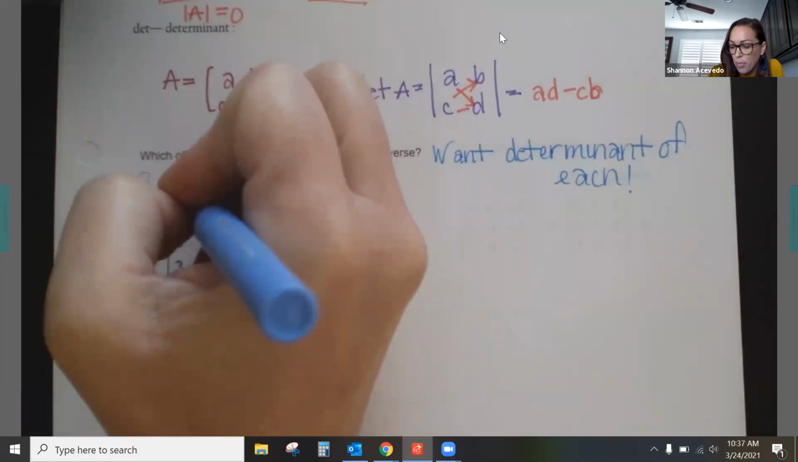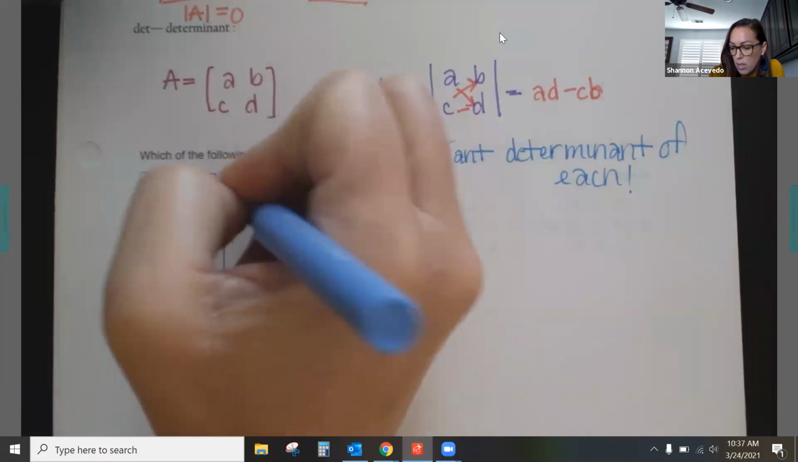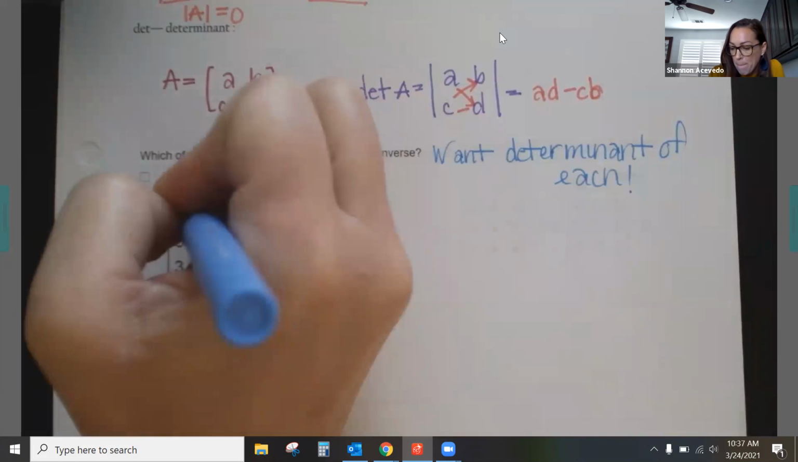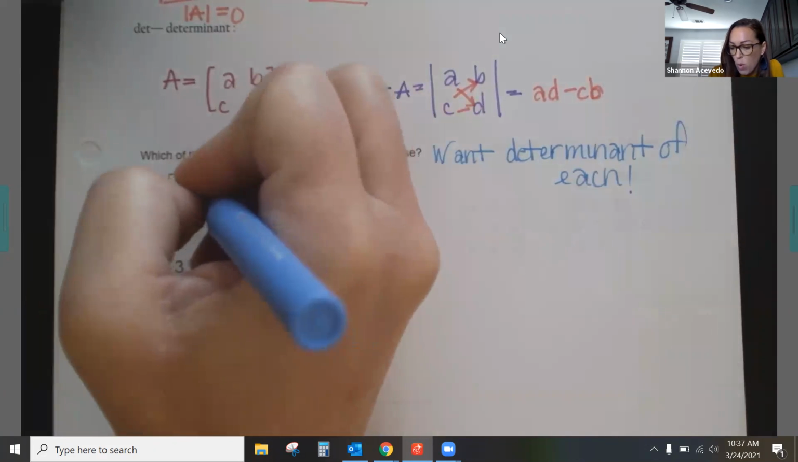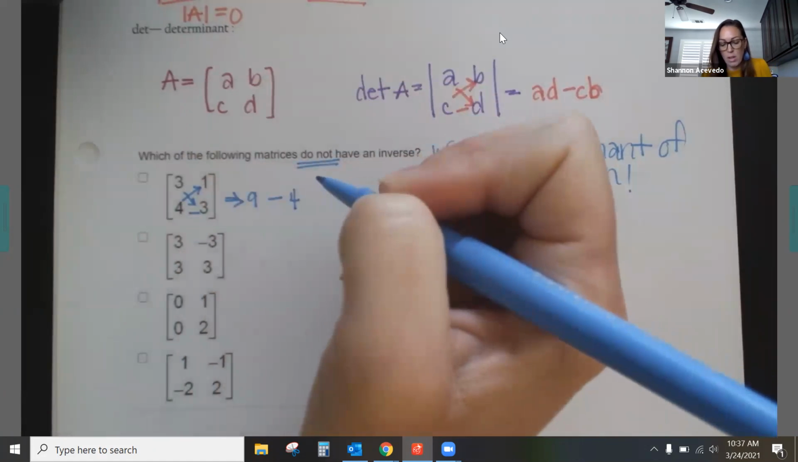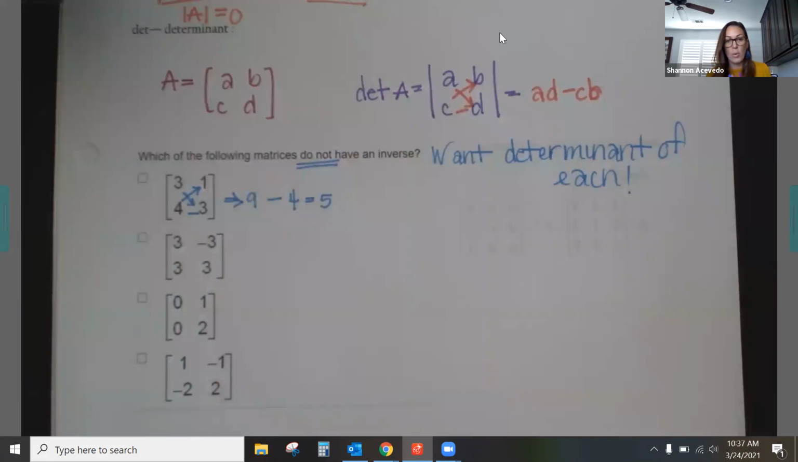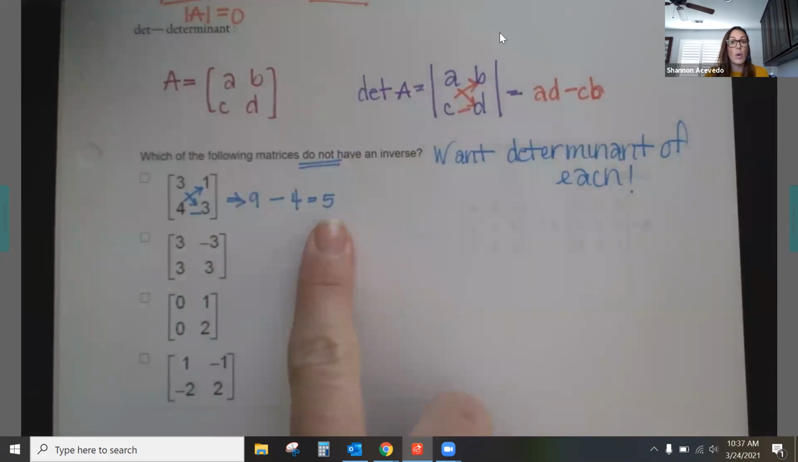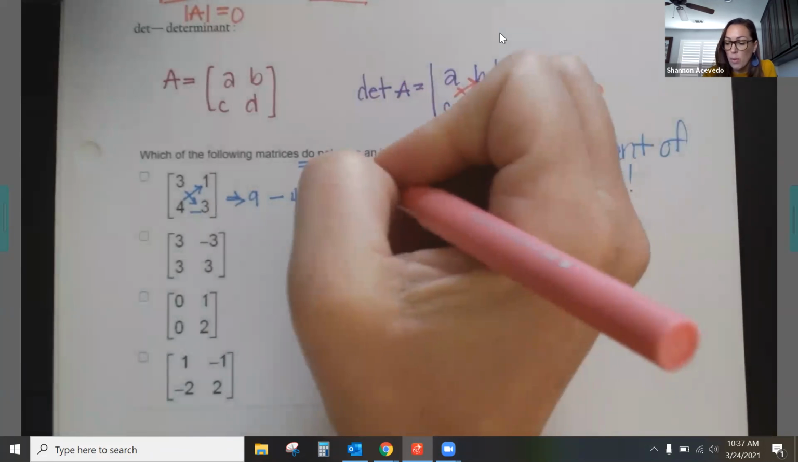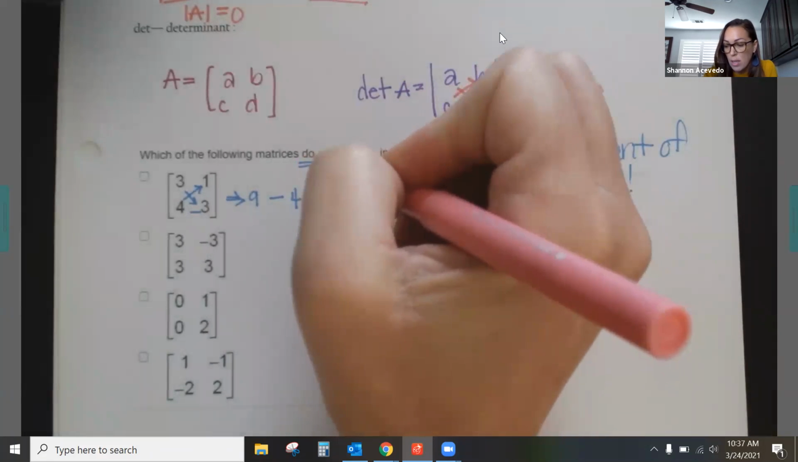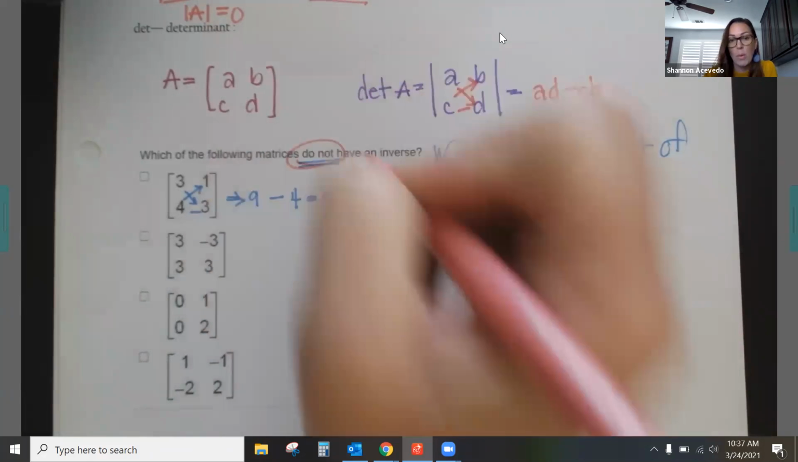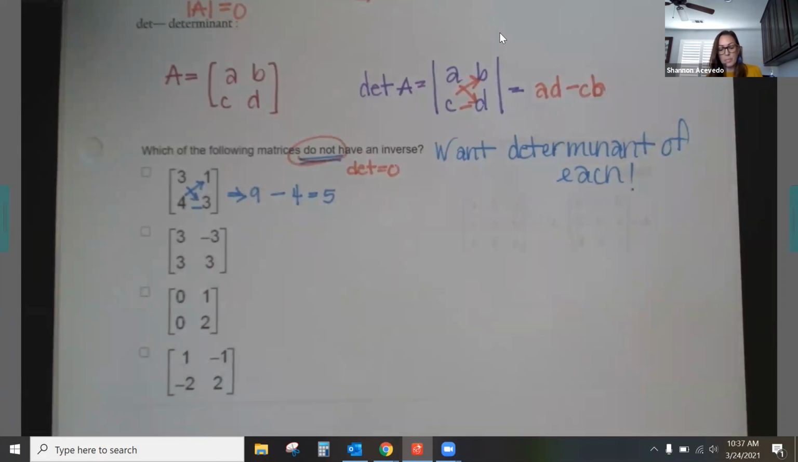So this would be 3 times 3 is 9 minus my 4 times 1, which is 4, and I end up with the value of 5. So does this have an inverse? Yes, because this is a value other than 0. It does not have an inverse when the determinant is equal to 0. So for does not, we want the determinant to equal 0.